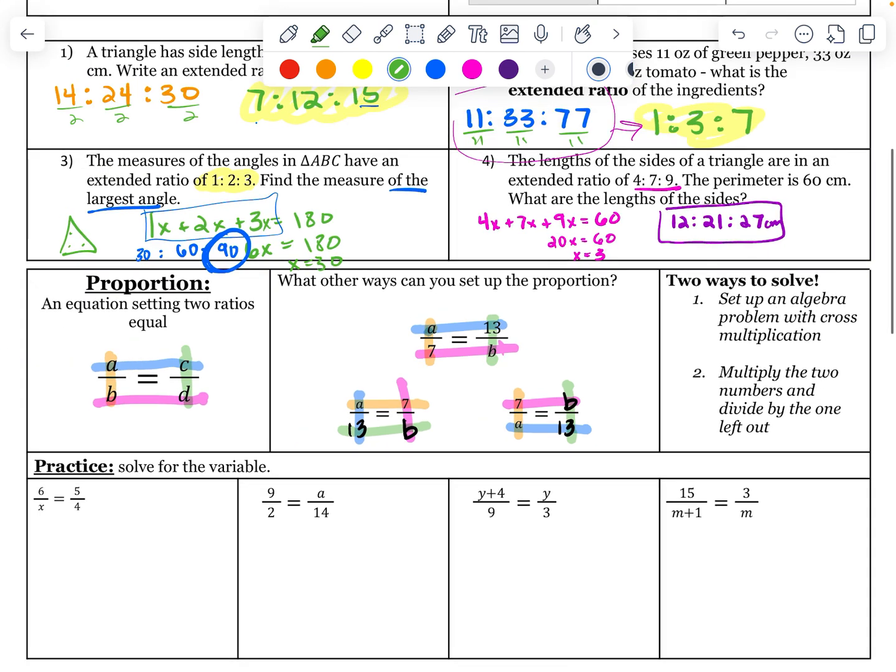Now, we can also solve for A. We could solve for B. There are 2 ways to do it. So you could set up an algebra problem with cross multiplication. A lot of people like that. There's also going to be a shortcut that's going to be beneficial for us down the road, where you multiply by the 2 numbers that are across from each other and divide by the one that's left out. I'm going to show you both.